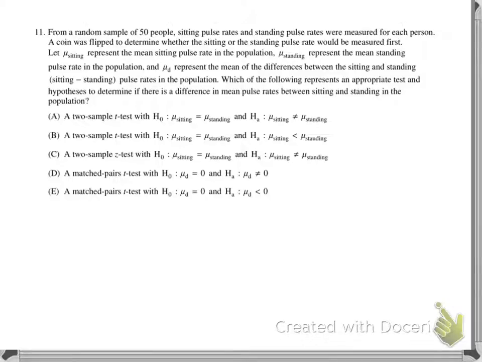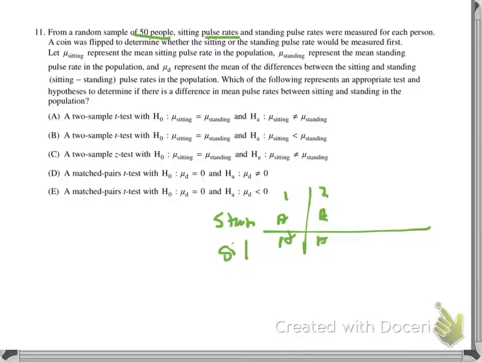Okay, so let's look at this. First of all, let's determine whether it is a difference of means or if it's matched pairs. They're talking about a sample of 50 people and their pulse rate. Do you see that you've got person number one, and then their standing pulse rate, and then their sitting pulse rate, and then person number two and theirs, and number three and theirs. All right, so here's number 50.